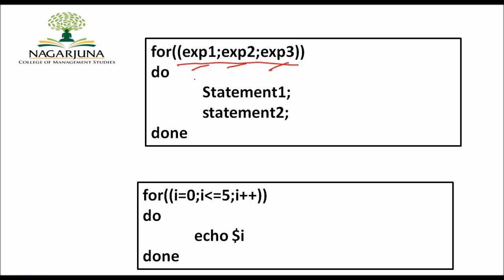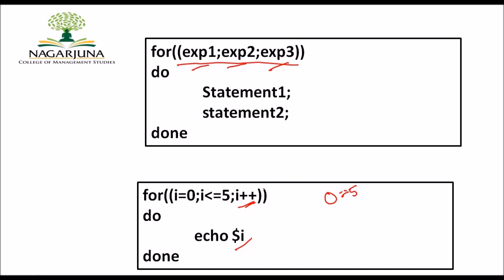First the initial value will be taken. If the condition is true, then this statement will be executed by incrementing the value of your i. So this is going to print the value from 0 to 5.